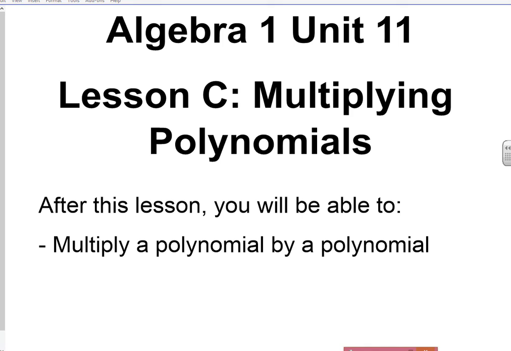This is Unit 11, Lesson C. We're multiplying polynomials. After this lesson, you should be able to multiply a polynomial by a polynomial. So there's a couple steps that we go through.